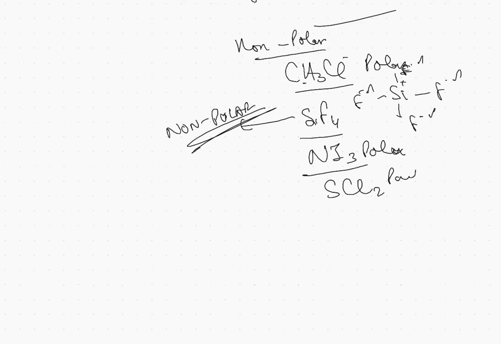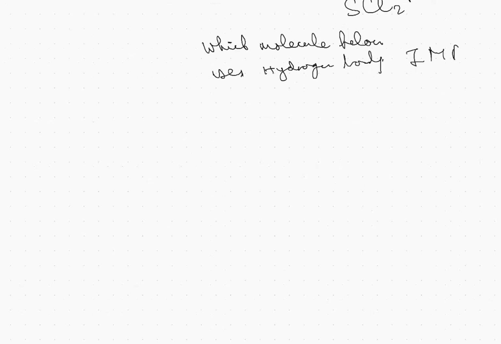Which molecule below uses hydrogen bonding in intermolecular force? So the question is asking which molecule below uses hydrogen bonding in IMF, intermolecular forces. Okay, so hydrogen bonding could happen when hydrogen is connected to nitrogen, fluorine, or oxygen. So they have given OF2, but this has to be connected to hydrogen. There's no hydrogen, that's not the one.